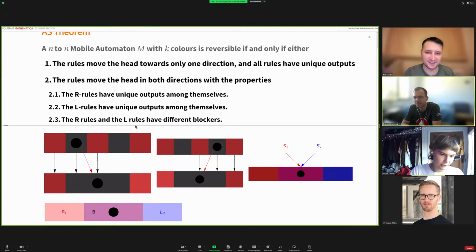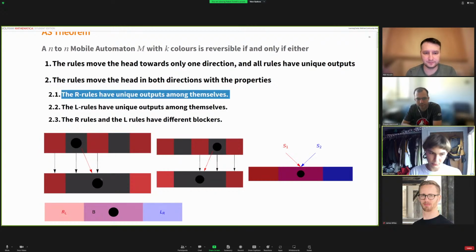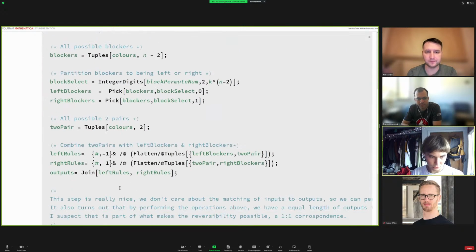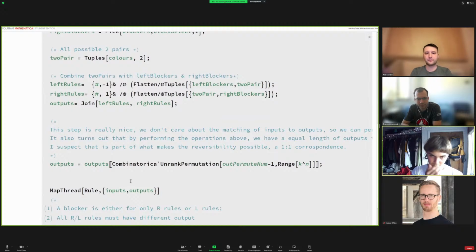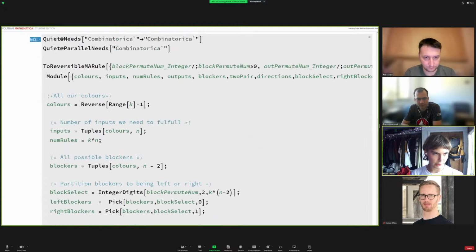That helps. Yeah, nice. So if we assume these conditions, we check the blocker. If it's a right blocker, then we came from the left. And because we know that all the right rules are unique, we know specifically where we came from. And there can only be one because of the uniqueness of the rule. So we can enumerate through all these things by partitioning the blockers and then combining the remaining 2. And let's have a look at what that looks like.